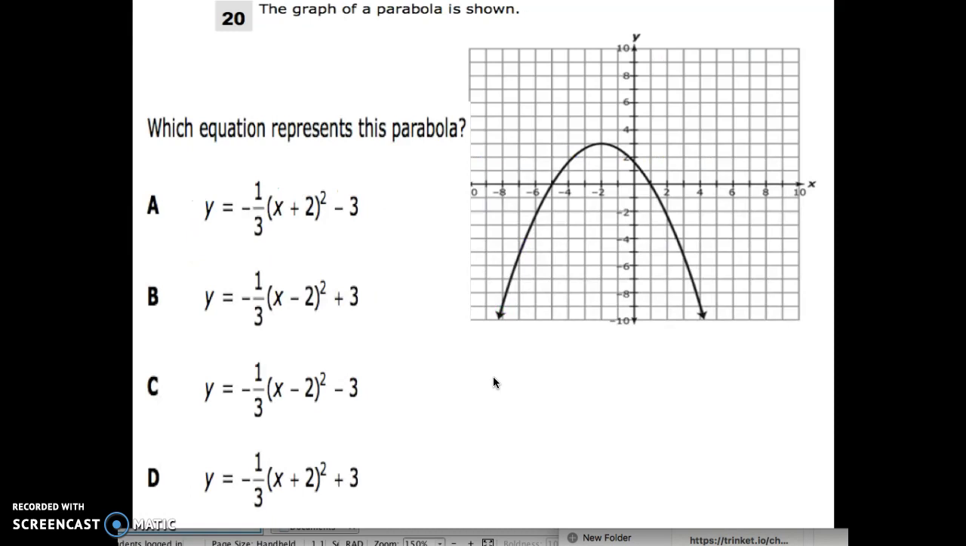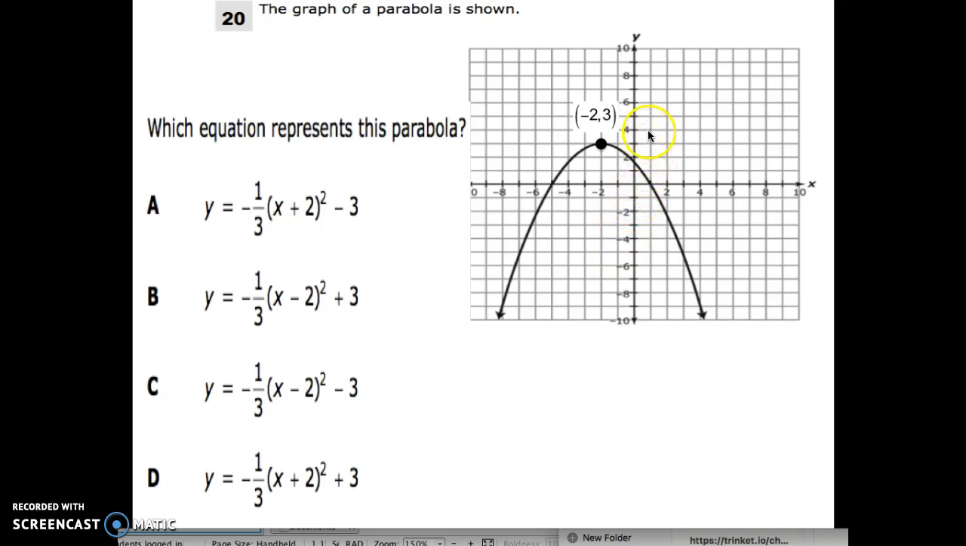Question number 20 is a graphing equation, but it doesn't have to be. Instead of you going to the trouble of typing in 4 equations into your calculator, you can do a lot just by knowing the vertex. So the vertex here is negative 2, 3.